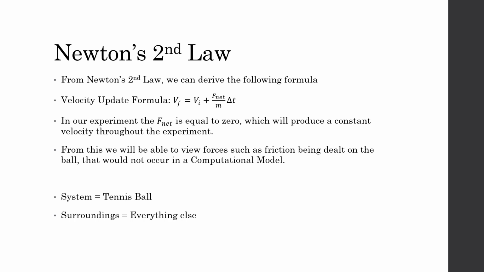The key idea in this lab is Newton's second law. From Newton's second law, we can derive the following formula, the velocity update formula, which is V final equals V initial plus F net over mass times delta t.